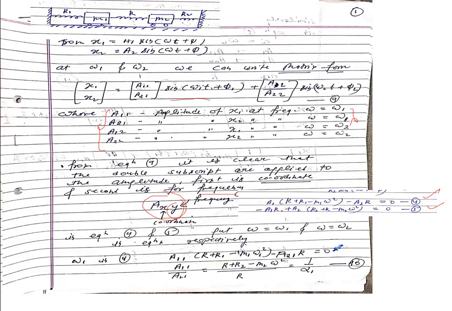Why it is written as this: this is a1, this is a2, at equation number 1, sorry, at frequency of omega 1. So this a1 will become a11, because this one is denoted by the mass m1, and the second subscript will be by frequency, and frequency is taken at omega 1. So a1 becomes a11, a2 becomes a21. Okay, so a11 (k plus k1 minus m1 omega 1 square) minus a21 k equals 0.